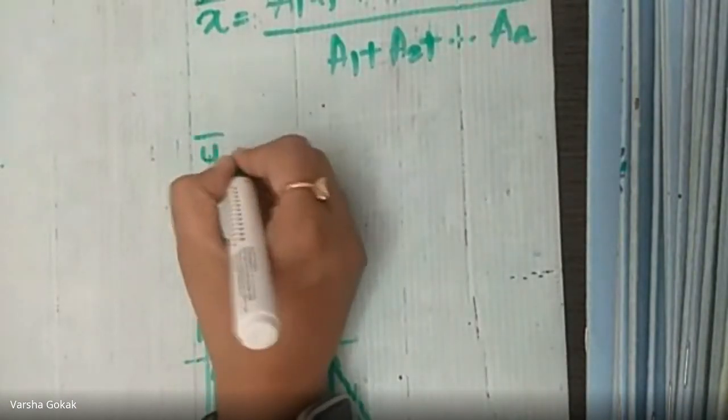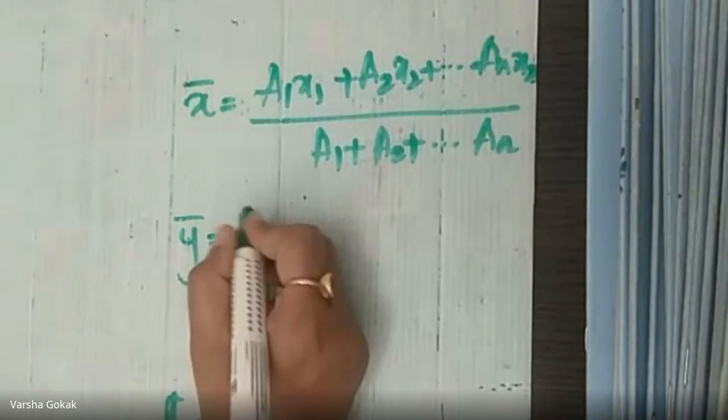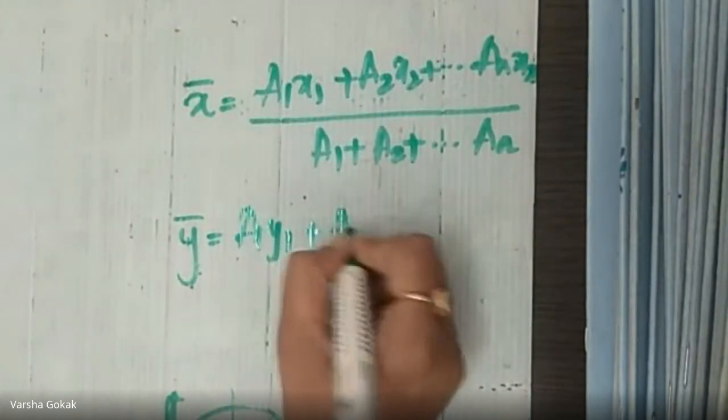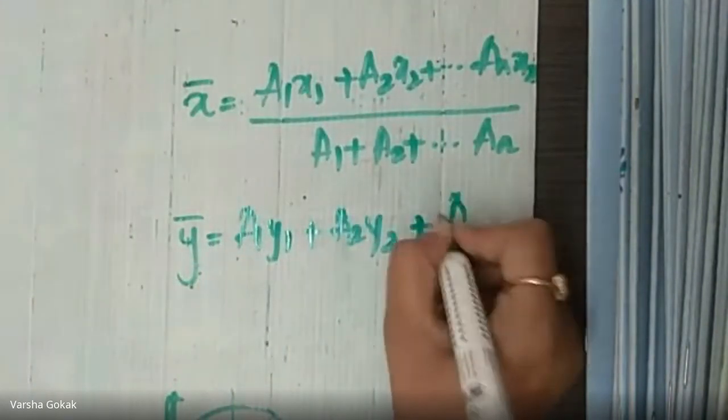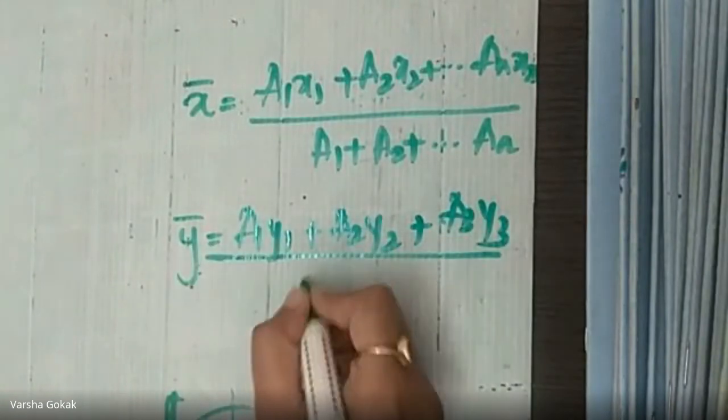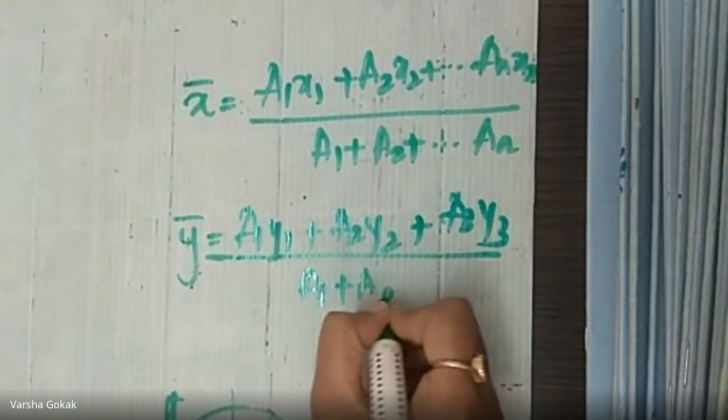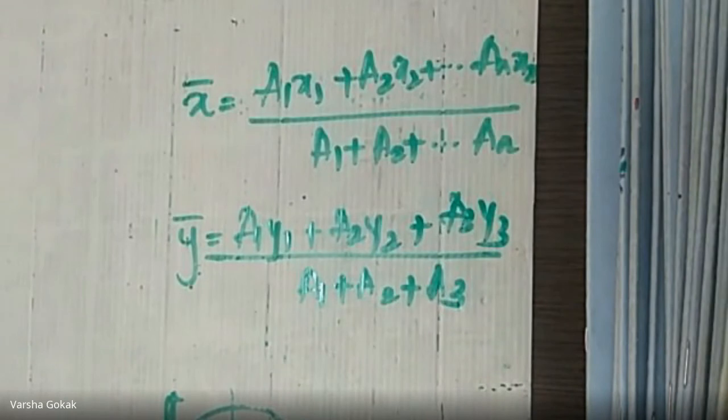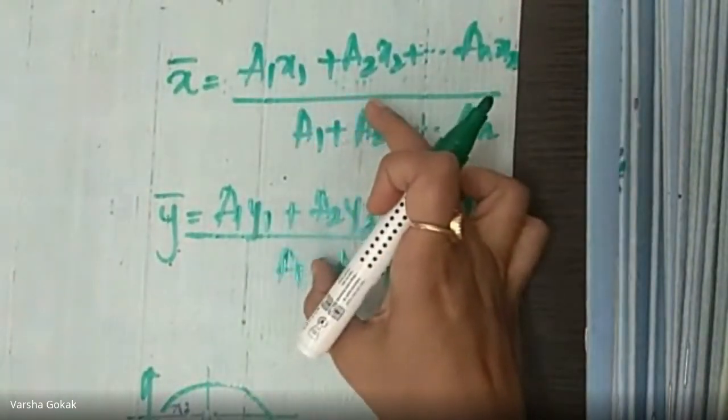Similarly, you have the equation for y bar on the same lines: a1 y1 plus a2 y2 plus a3 y3 divided by a1 plus a2 plus a3. Correct? So these two are the formulas that are going to be used.